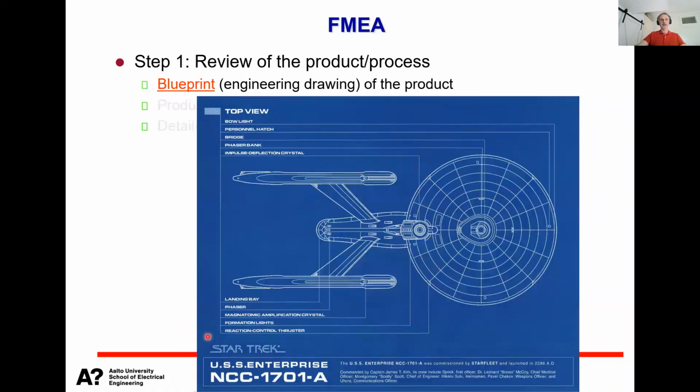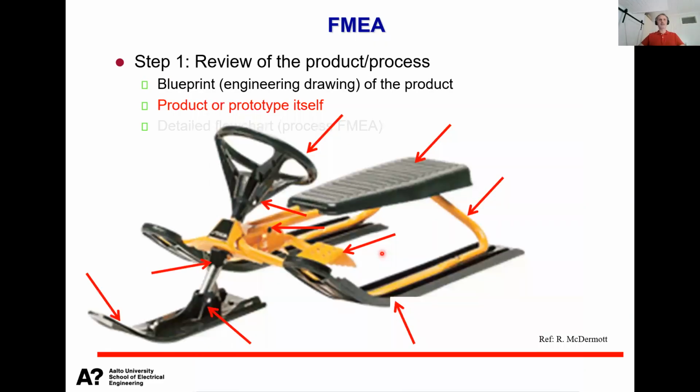So you could start thinking about, for example, the landing bay. What kind of things are related to the landing bay, and what structures does it have, what kind of things can go wrong when it lands somewhere on uneven terrain or whatever. So this is just the idea. If you have the engineering drawing, then that's the best way to start. The other thing is that you could also start from the product itself.